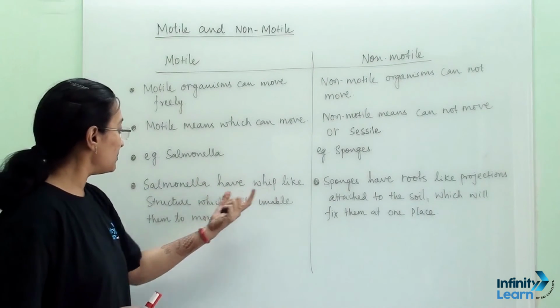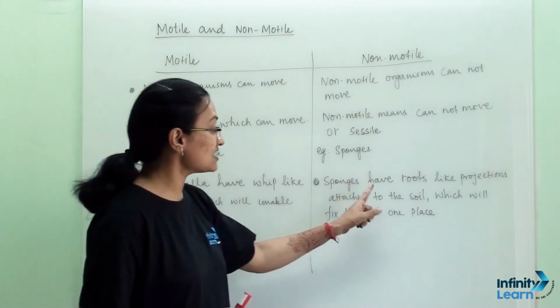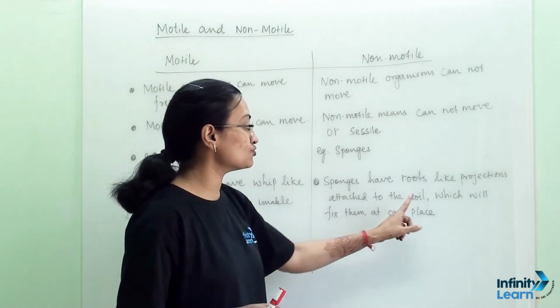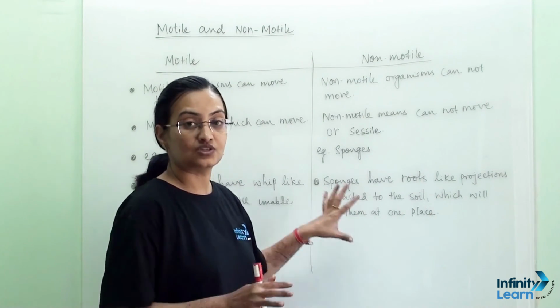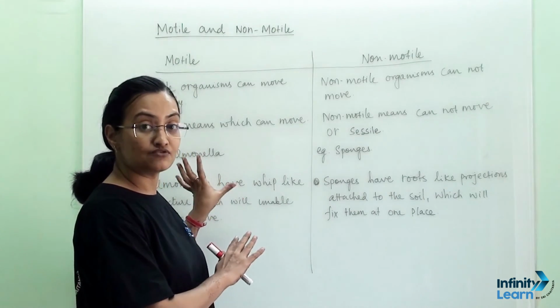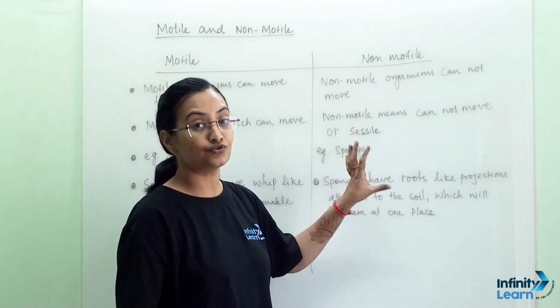Salmonella have a whip-like structure which enables them to move, whereas the sponges have root-like projections attached to the soil which fix them at one place. So these are the motile organisms which can move, and these are the non-motile organisms which are sessile and cannot move.